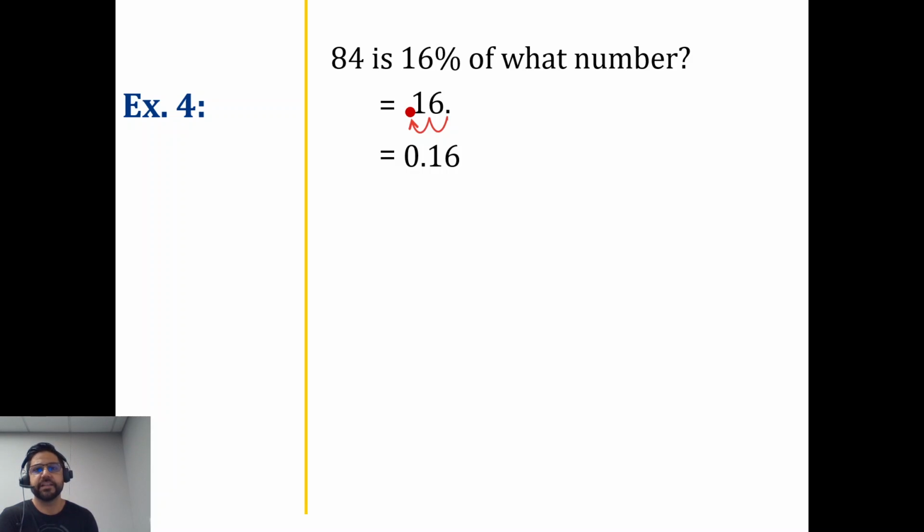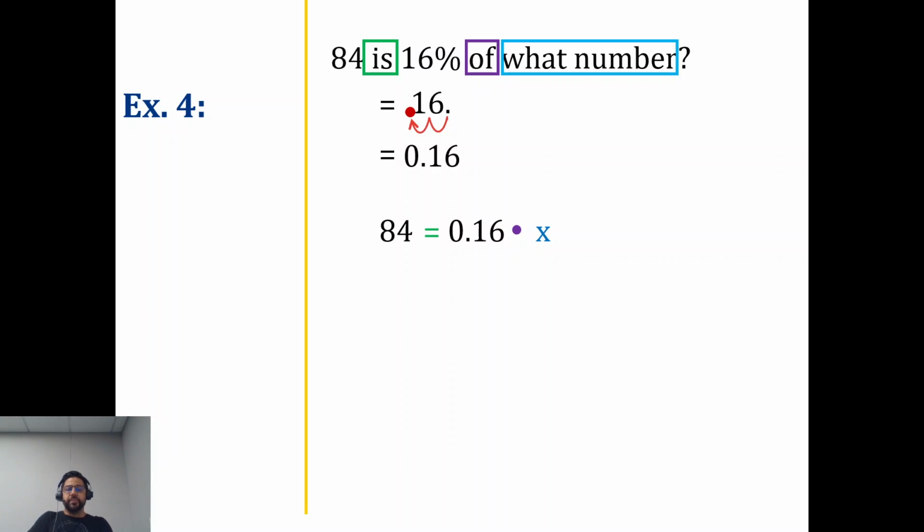84 is 16% of what number? So our unknown is that back number of what number? So 84 is equal sign 16% decimal form of what number? So on this one, we're not going to multiply like the previous example. We're actually going to go ahead and divide.